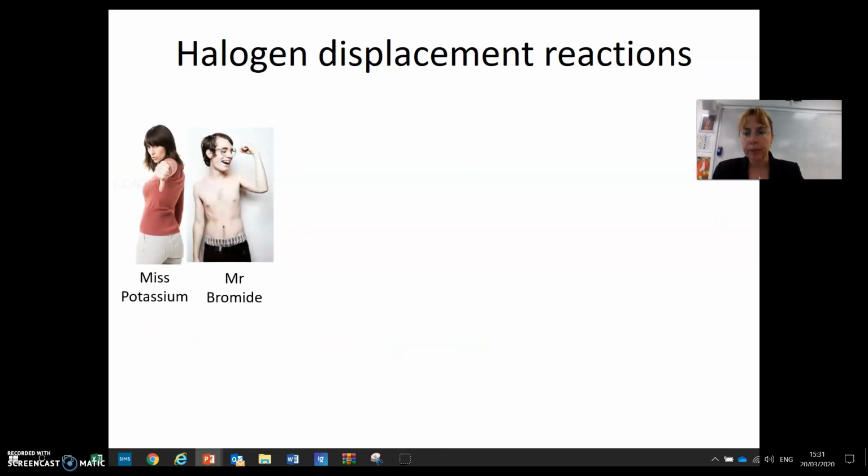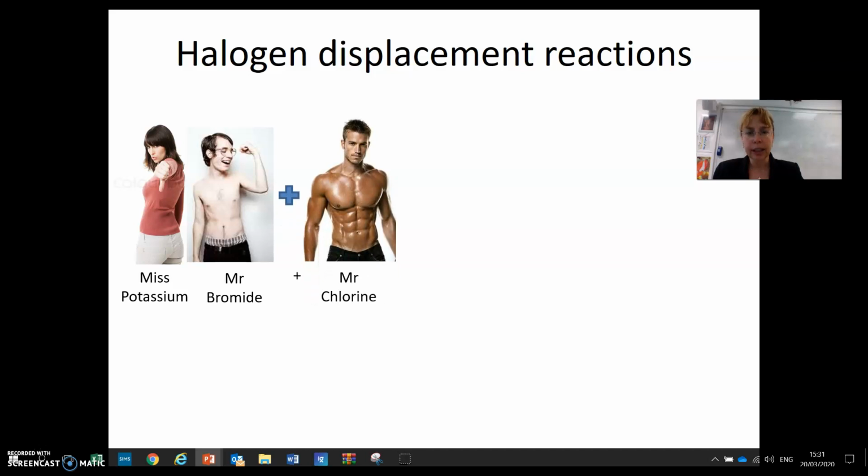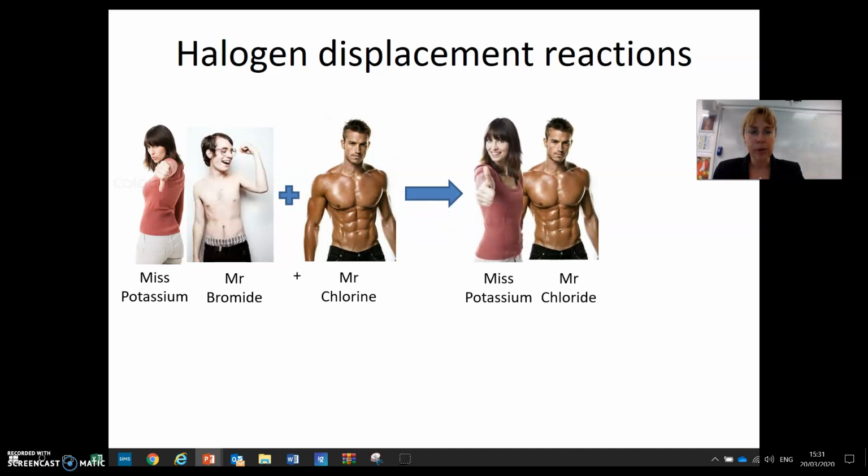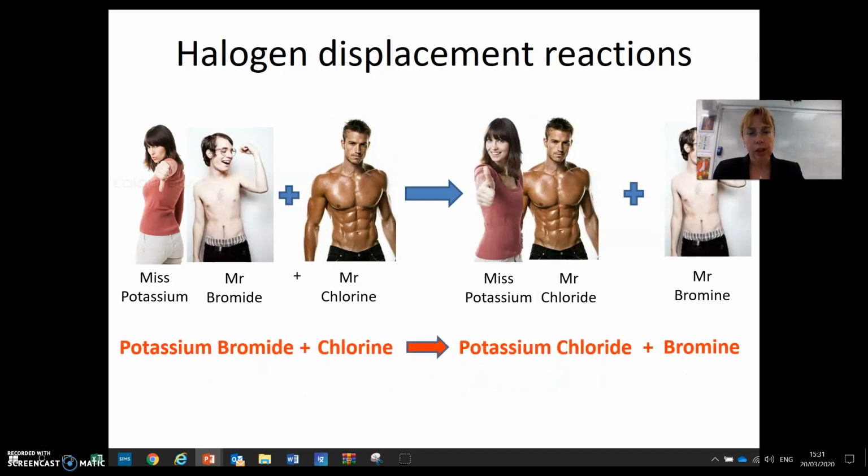Here's another example, potassium bromide, and along comes, oh, that's quite a six-pack, Mr. Chlorine. And of course, quite predictable, Miss Potassium gets to win Mr. Chloride and poor Mr. Bromine gets left all on his lonesome. So because bromine is displaced, we're going to see an orangey brown color forming, which is characteristic of bromine. And this over here is the symbol equation.